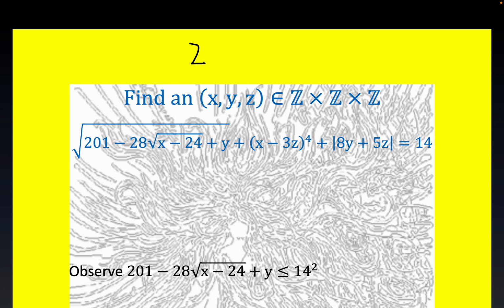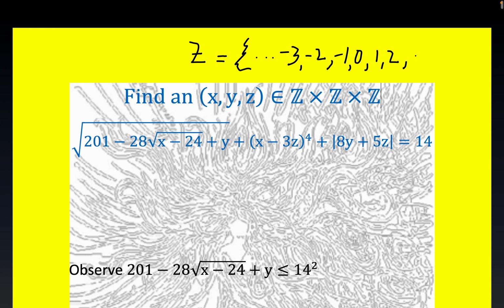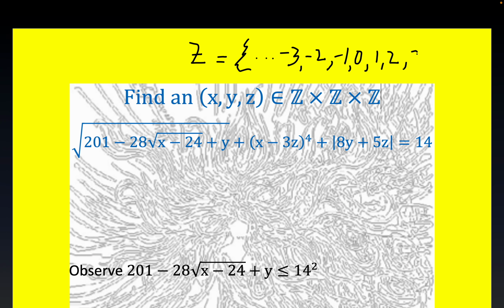We're trying to solve a pretty wild looking integer equation here. Now, by the set of integers, I just mean the natural numbers and their negative counterparts. So you would have minus 3, minus 2, minus 1. It's a set of numbers, and that's where we're looking for our solutions to this equation.